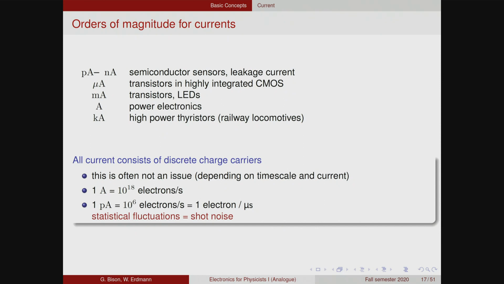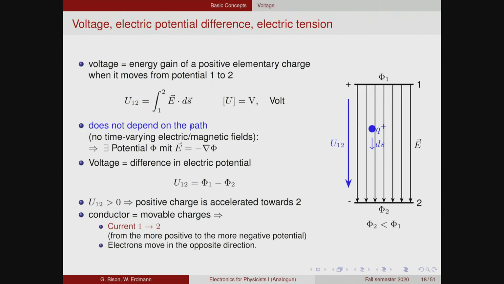Just to give you an idea. And of course, if you are down in current to individually moving charge carriers, then you get statistical fluctuations. It's called shot noise. We will have a look at shot noise later when we discuss noise in electronic circuits. Okay, so that's it about current.